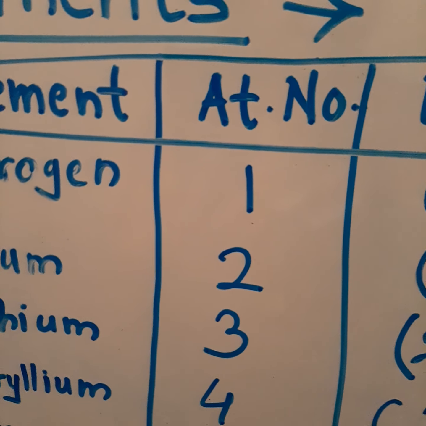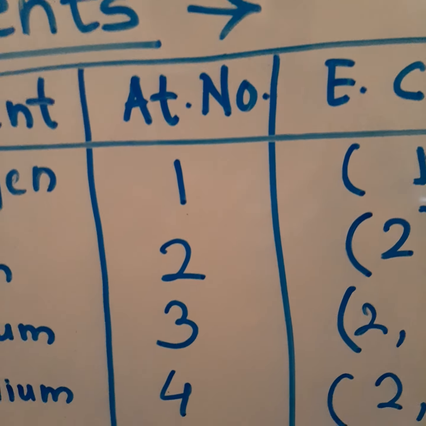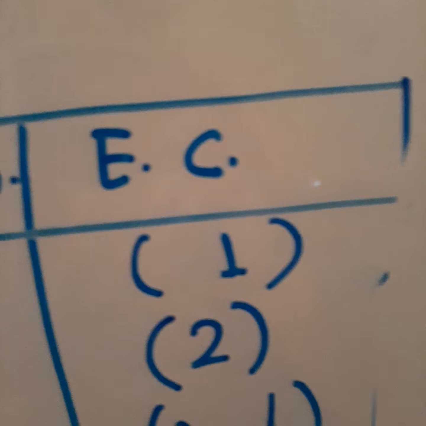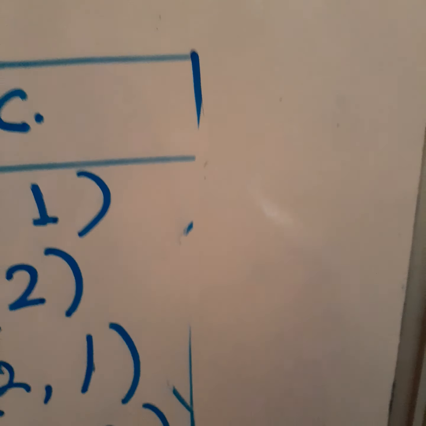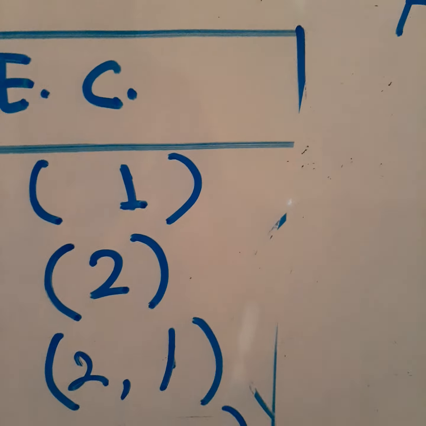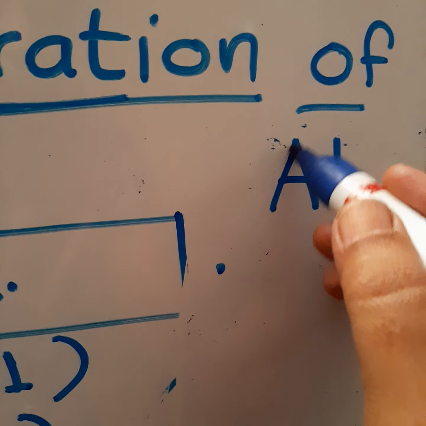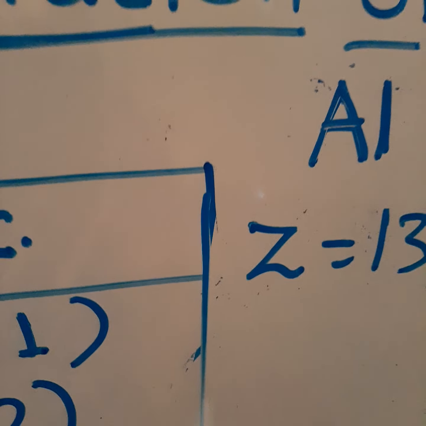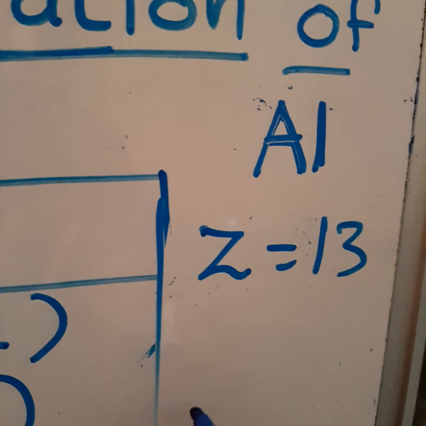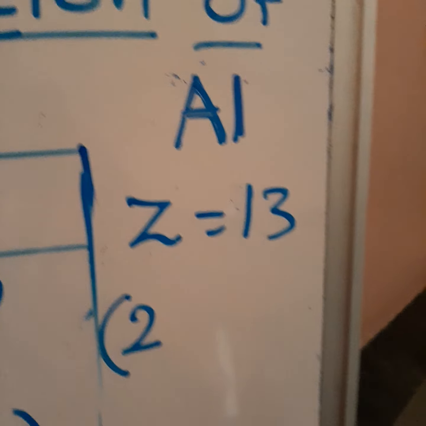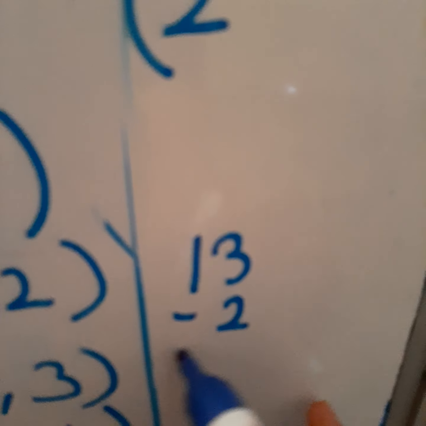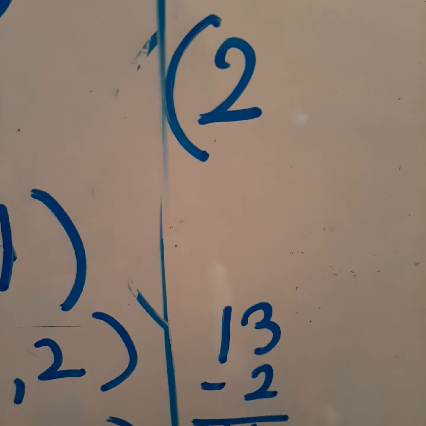Now consider one more example, aluminium. In our houses we use utensils made of aluminium. First of all, the symbol of aluminium is Al. Its atomic number Z is 13. According to the rule, the first shell will accommodate 2 electrons. Out of 13 electrons, 2 are fixed in the first shell. How many electrons remain now?